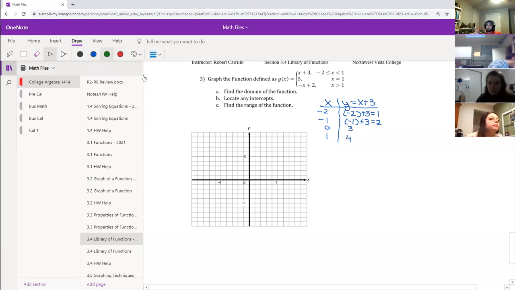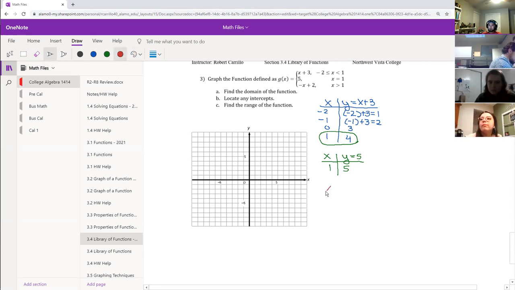And then to highlight to myself that this point doesn't belong there, I will circle it and I'll move on to the next one. So for X, we have Y equals 5. And no matter what we put in, we get a 5 out. But it says 1. So we want to remember that.